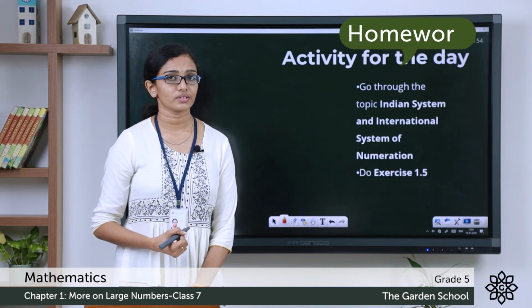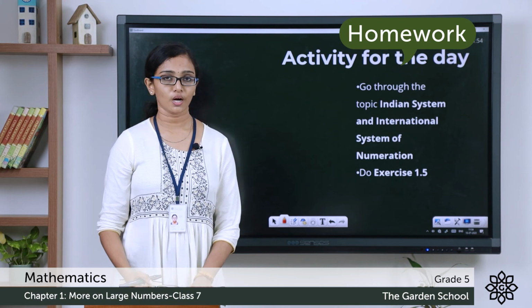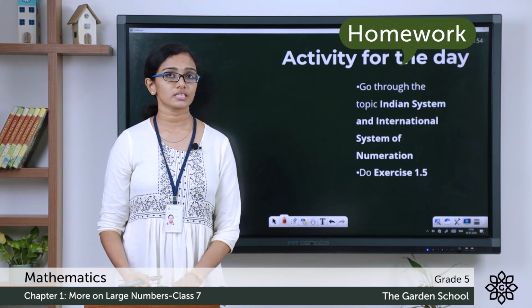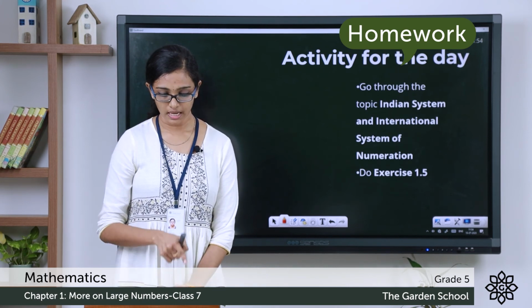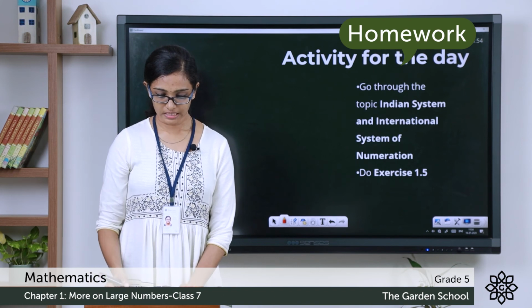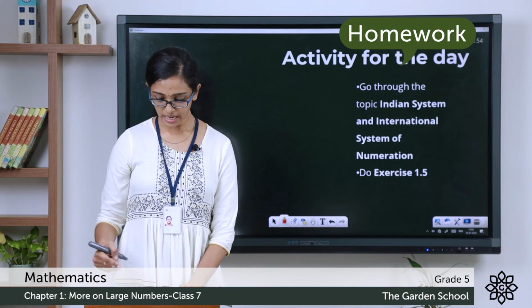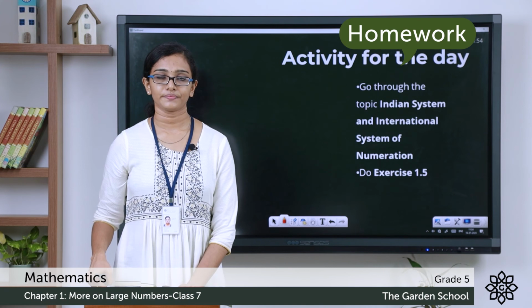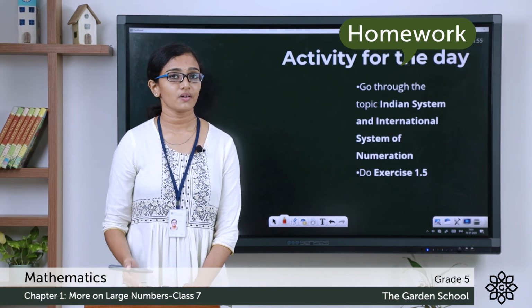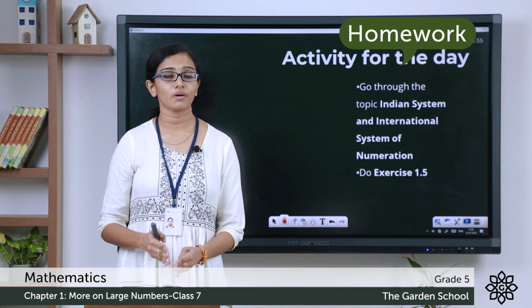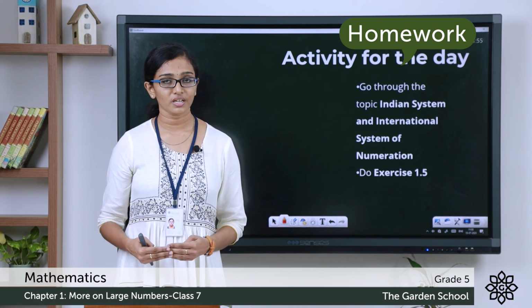As an activity for the day, all of you please go through the topic Indian system and international system of numeration in your textbook. Then do all the questions from exercise 1.5 on page number 11. So today we talked about the Indian system and the international system of numeration. I hope the concepts are clear to you.